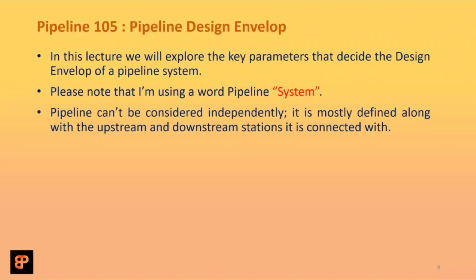As we have seen in the past lectures, a pipeline is a means of transporting fluid from one location to another location. So unless you define the parameters and the facilities of that upstream location and downstream location, a pipeline system as such cannot be defined. So a pipeline alone has no entity. It is always required to be defined with the upstream and downstream systems, or the facilities, it is connected with.